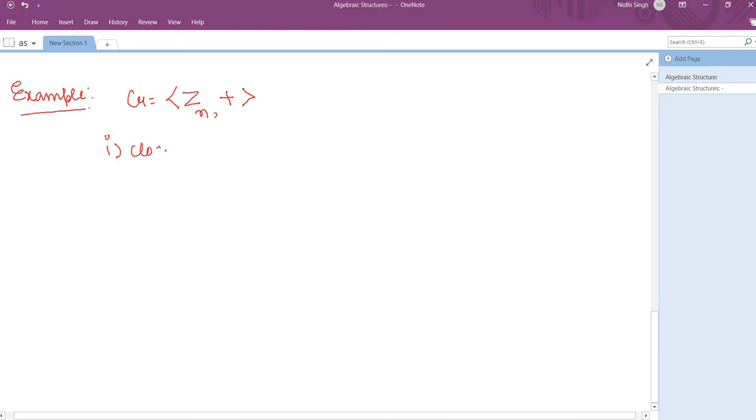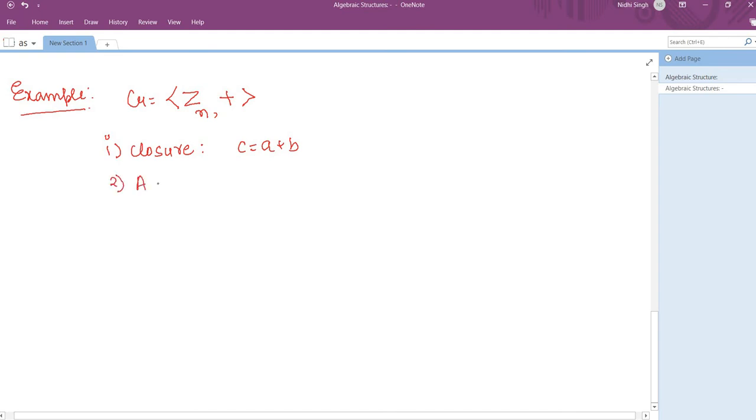The first one is closure. For closure, C equal to A plus B, so obviously C will also be part of Zn. So we can say the closure property will be satisfied. If C is out of range, then I will perform the modulo operation, because it is a set of residues. So yes, the closure property is satisfied.